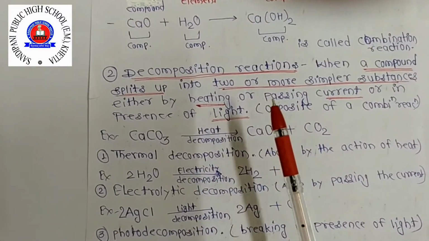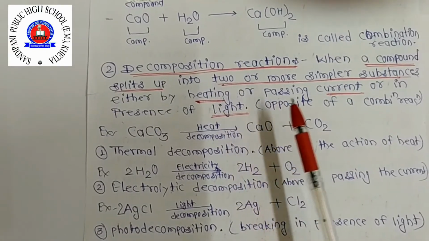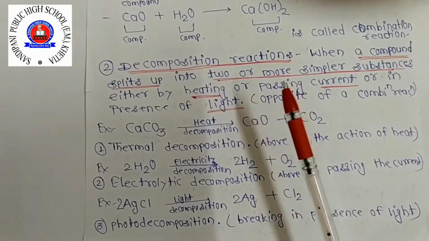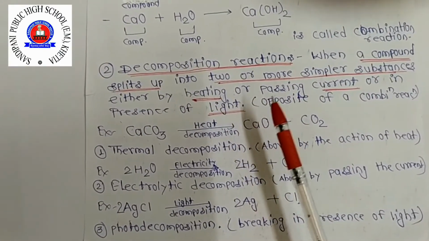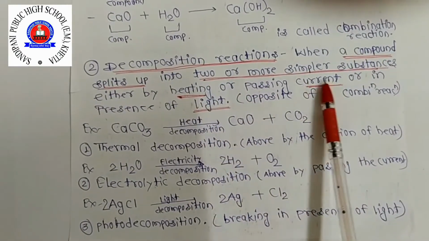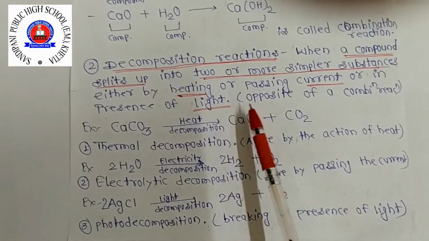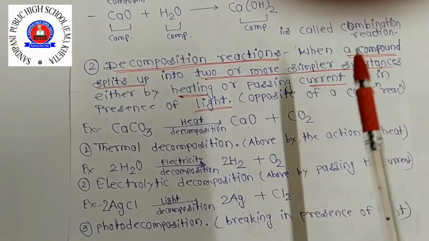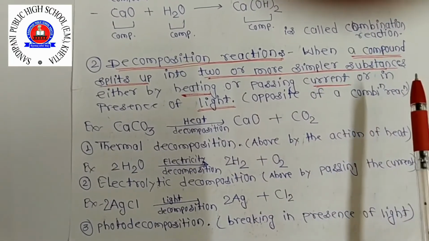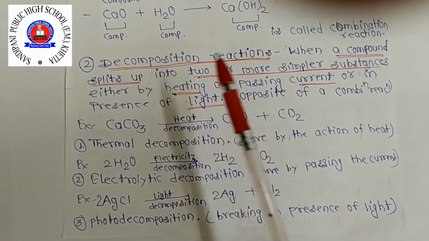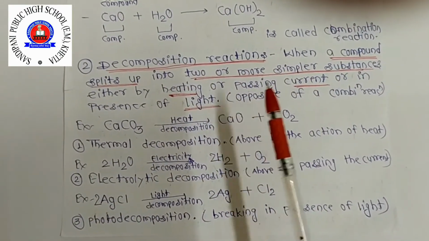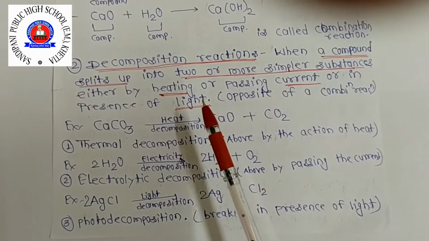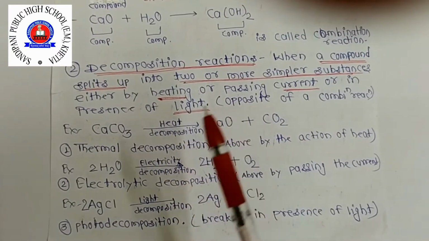It means that decomposition reactions are carried out by applying heat, light or electricity, and that heat, light or electricity provide energy. What do they provide? Heating, current, light provide energy which breaks a compound into two or more simpler compounds. So that is called the decomposition reaction, and this is the opposite of combination reaction. In combination reaction things combine, but in decomposition there is a breakdown.